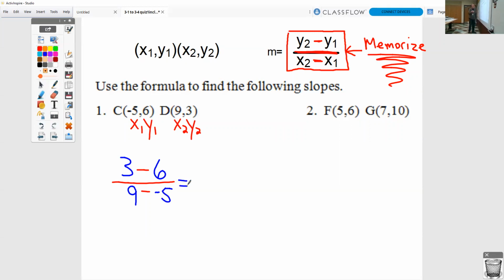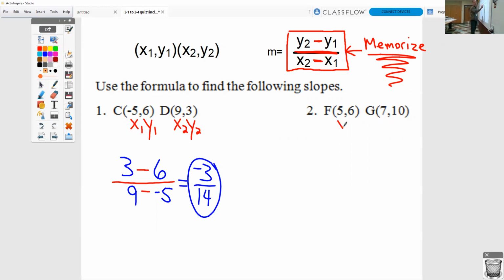So now you're just going to subtract going across the top. 3 minus 6 is -3. 9 minus -5, you could just type it right into your calculator, and that is 14. If you could reduce the fraction, you should, but this one doesn't reduce. So let's go ahead and do another one.